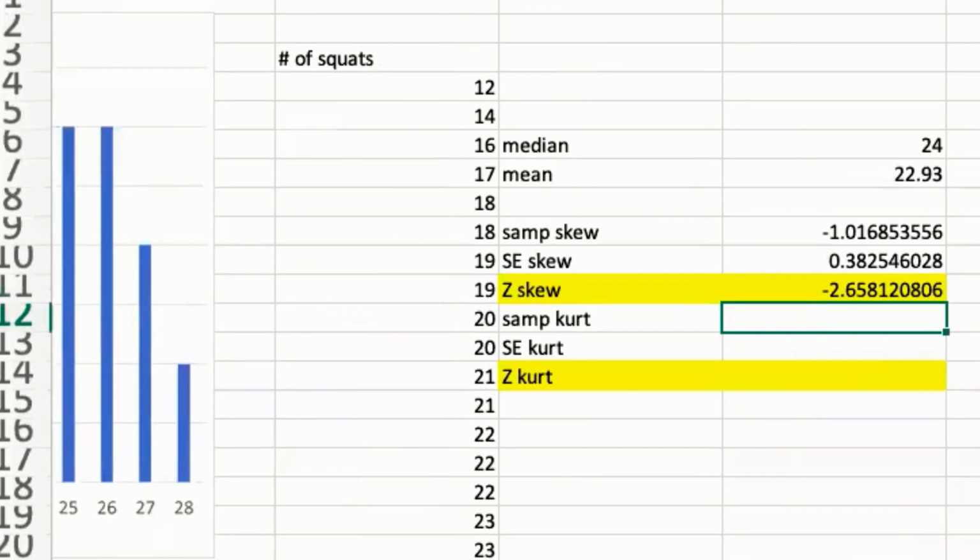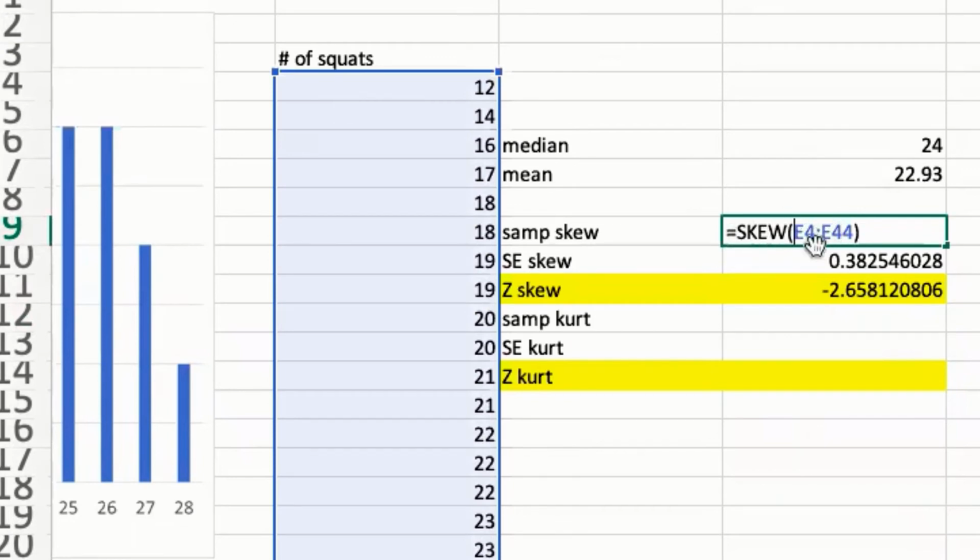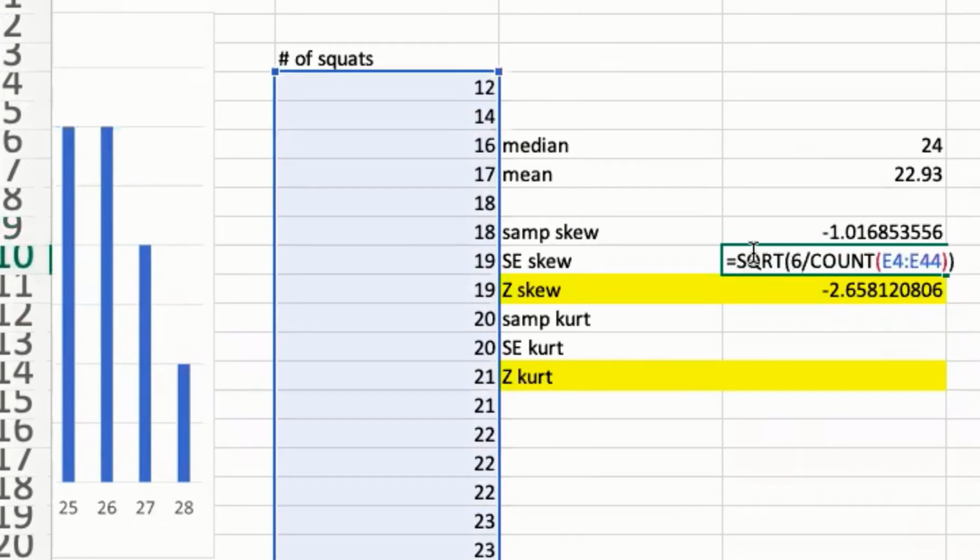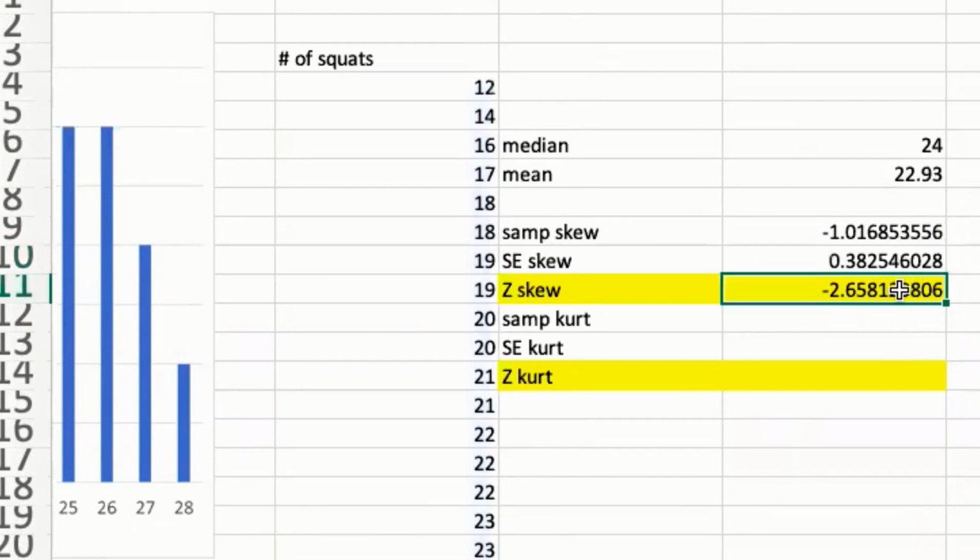I'm going to zoom in. I realize it's kind of small. So again, sample skewness is equals skew, insert the range. Standard error of skewness is the square root of 6 divided by the sample size. And then Z skew is just the sample skewness divided by standard error. Based on our visual assessment, we said it was negatively skewed. We can confirm it is in fact negatively skewed because negative 2.65 is less than negative 1.96.